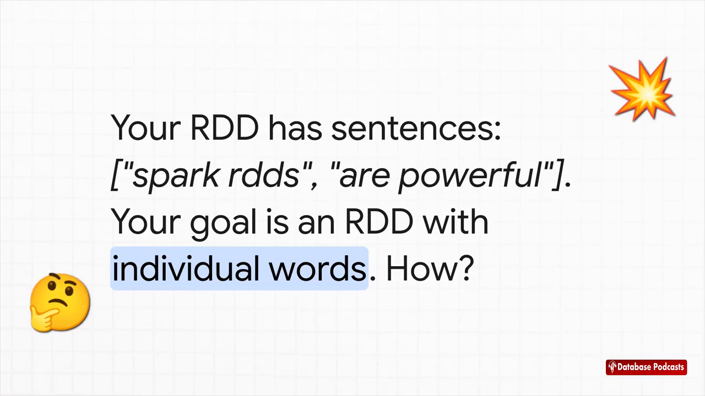Let's put a real problem on the table. Imagine your RDD is just a list of sentences, like the 2 strings you see here. Your job is to create a new RDD that contains every single word, all on its own. It's a classic one-to-many problem. That first line needs to become 2 new elements, and so does the second. So how do we pull that off?